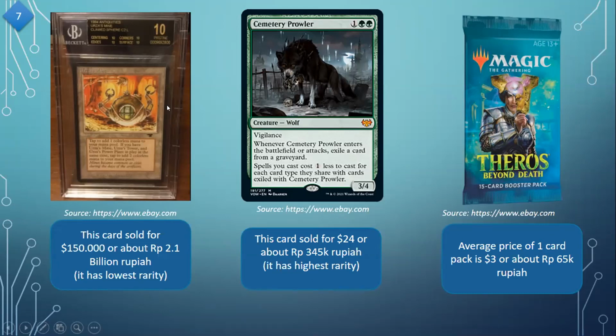This is because the demand for this low rarity card is much higher than this high rarity card. So even if the highest rarity card is harder to obtain, the demand for the lower rarity card is higher. So that's what makes the price so different.